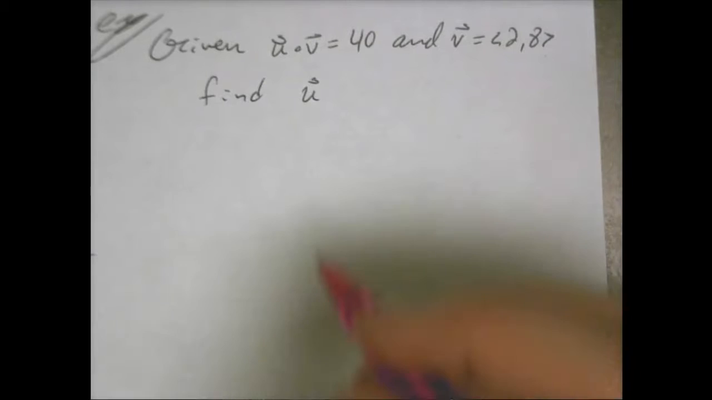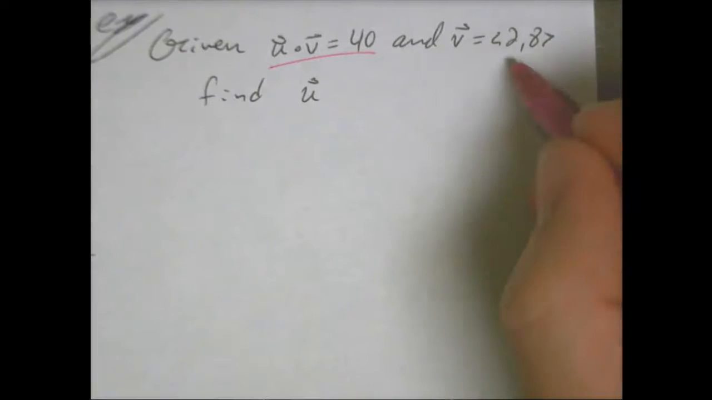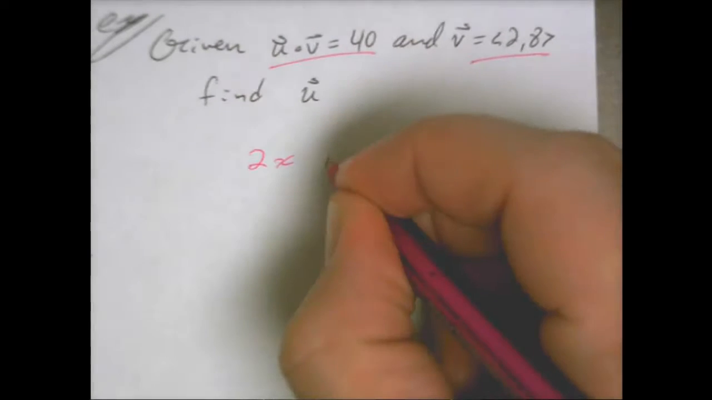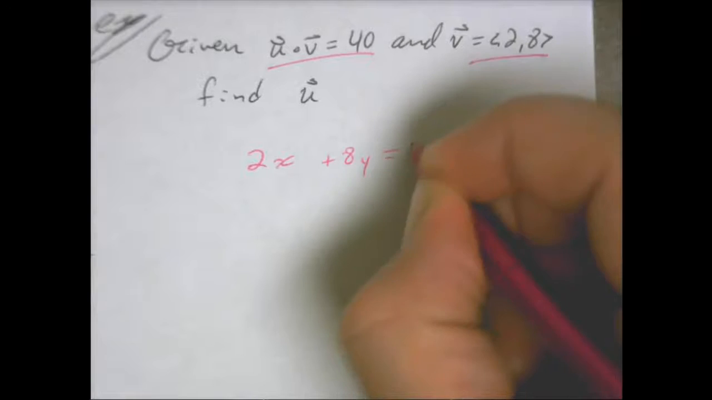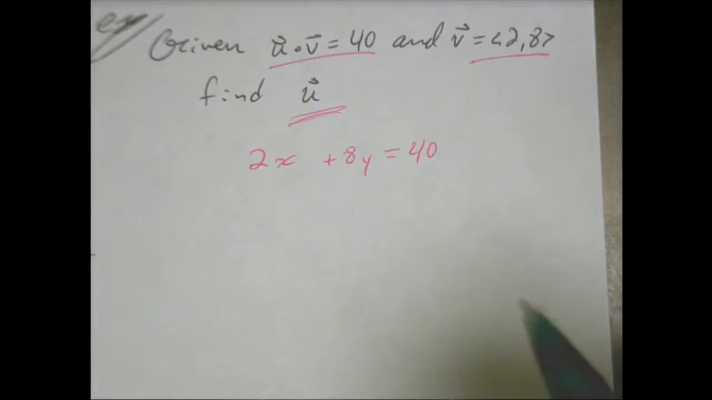Alright, this problem you have to think just a little bit about, so take your time, think about it. I know that the dot product is supposed to equal 40. I know that vector v is 2, 8, so I know that 2 times some x value plus 8 times some y value is supposed to be 40, and I'm looking for a vector u. So I'm looking for some x and some y value that work.